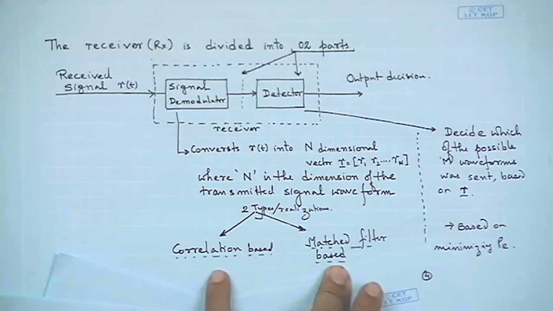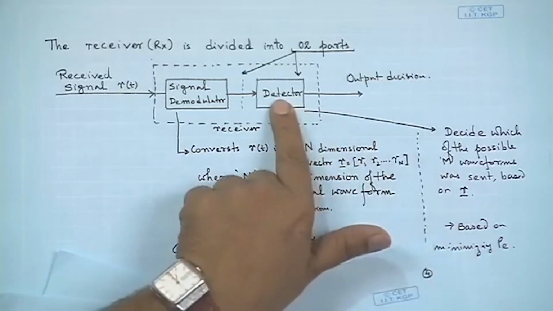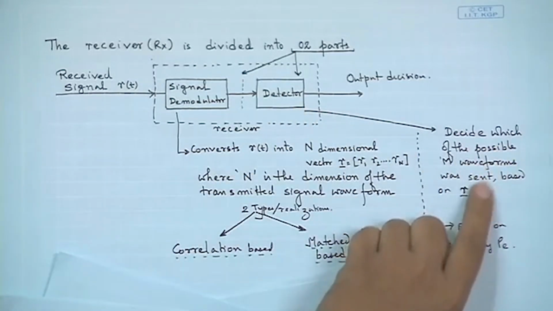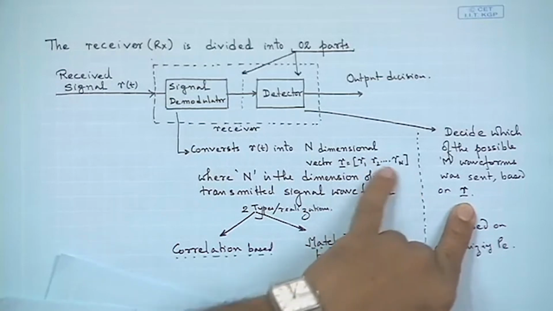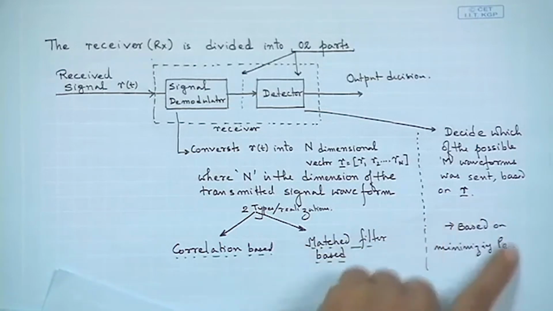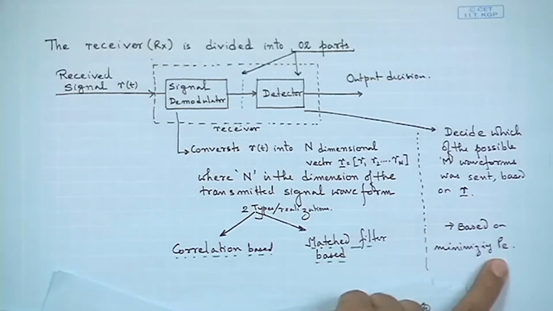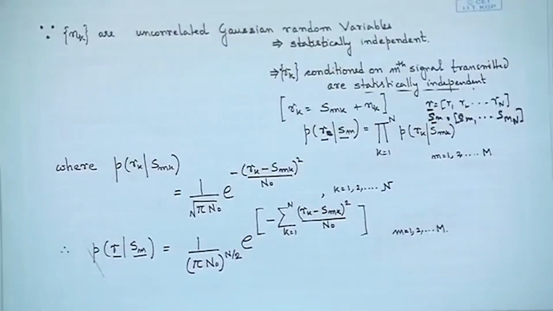Once we are done with these two, we will proceed to use these components in the detector, where we decide which of the possible waveforms was sent based on the vector r. For that we will require the expression for the joint distribution of these components given a particular transmitted signal, and thereby we will design the receiver based on minimizing the probability of error criterion. So, with this we move ahead with our discussion on the different receiver architecture, that is the matched filter.